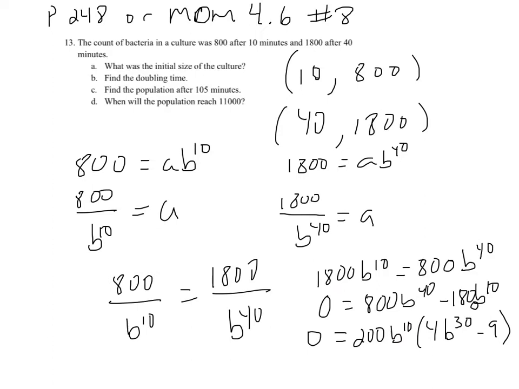because we're trying to solve for A. So there's this other one, and we're going to write it up here. 4B to the 30th minus 9 equals 0. So basically, we're going to have to do the 30th root of 9 divided by 4, and that's what B is.